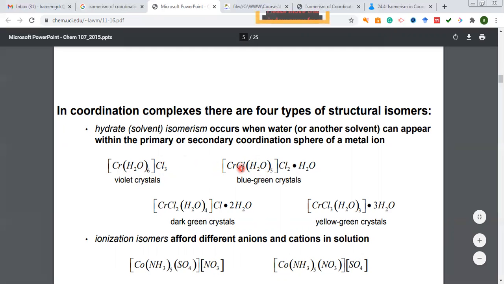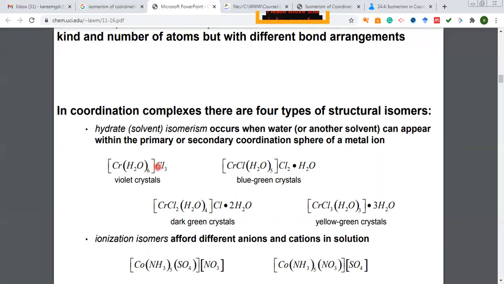Due to the difference in arrangement, as I just told you, these are isomers having the same molecular formula but exhibiting different physical and chemical properties. I will show you one physical property. The color of this complex is violet, but due to the difference in connectivity, the color of this crystal changes from violet to blue green. If you exchange one more water molecule, you will get this, and look at the color of these two. Here it appears blue green, but here dark green.